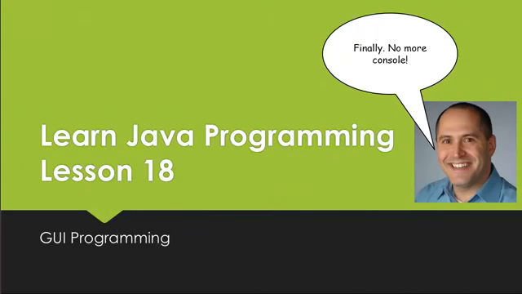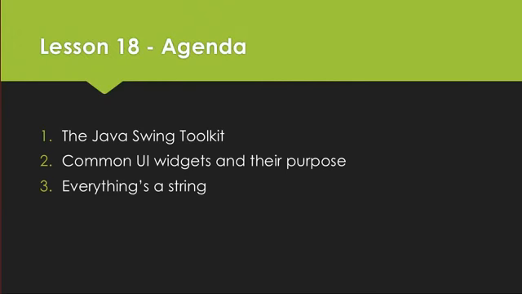In this lesson, we'll cover GUI programming. On the agenda for today, we'll talk about the Java Swing toolkit, the common UI widgets you can use with the toolkit and what their purposes might be. And then I want you to note that everything that you do when you type input, etc., is a string, and so we have to revisit converting strings to other types like integers and doubles and Boolean values.